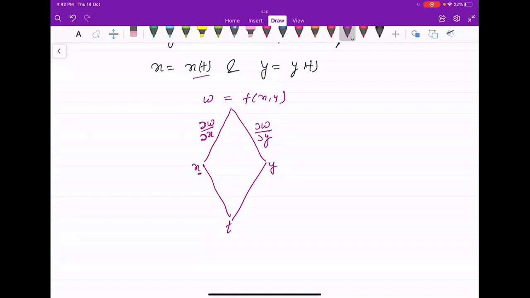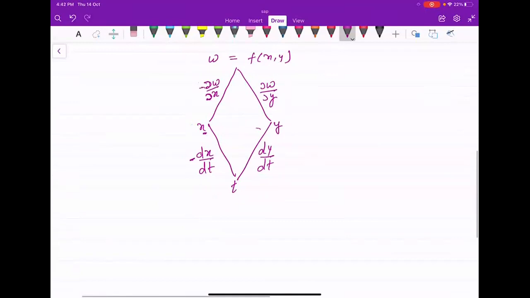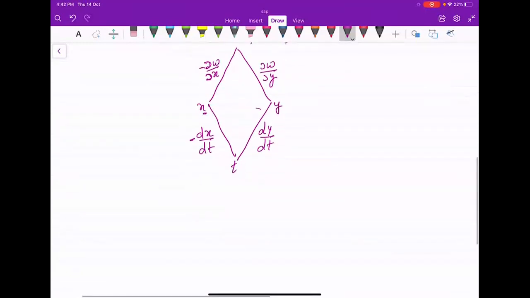Now x and y are associated with t only. So it is a total derivative dx by dt, and y is also a function of t directly, so dy by dt. x and y are functions of one variable. x is a function of t and y is also a function of t. These are two variables, but they are functions of a single variable. So that's why this is total derivative, kept d. Understand? And here partial, that's why we are using this symbol.